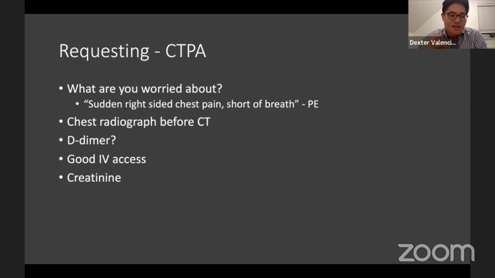A D-dimer can be useful. A lot of patients come to hospital with other problems, so it may not be useful in a patient who has infection because it's probably going to be raised. But if you've got a young patient that you don't really want to scan, and it's maybe the last differential that you just want to rule out before sending them away, if it's a negative D-dimer, they're unlikely to have a PE, so it can be a useful test at times in certain patients.